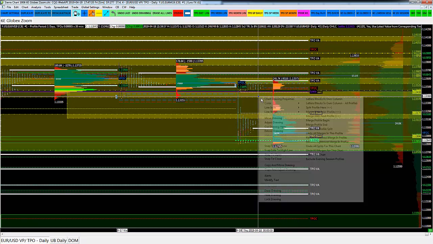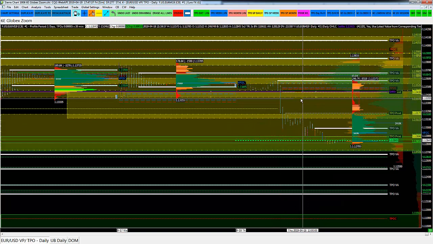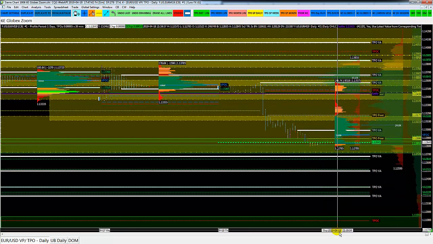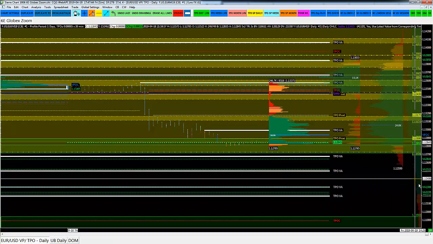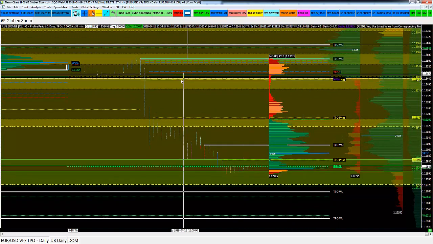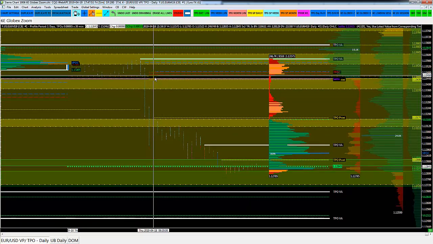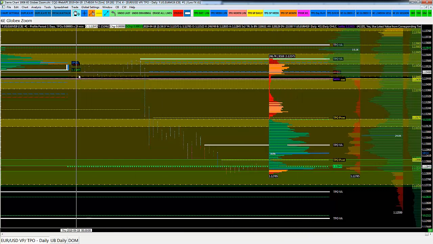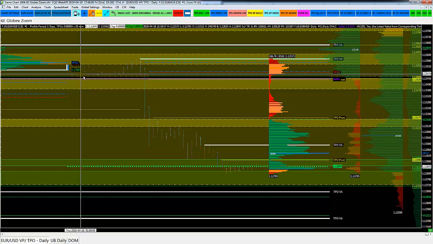Now, if I break down by timing, you can see what the low volume node effectively is: yes, it's little volume transacted, but why was there little volume exchanged here? It's because this was not an area where the market wanted to stop or accumulate anything, there was no perception of value. You can see this was a down day, so it opened here.